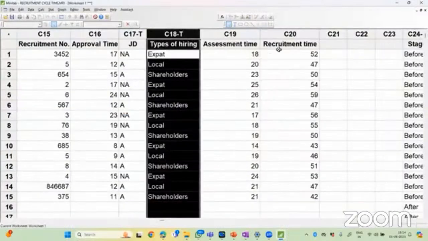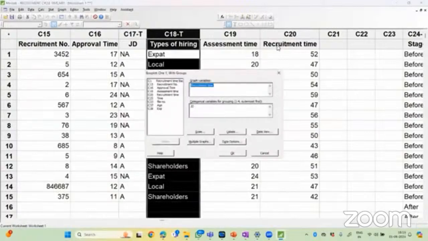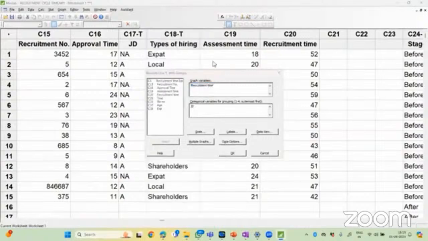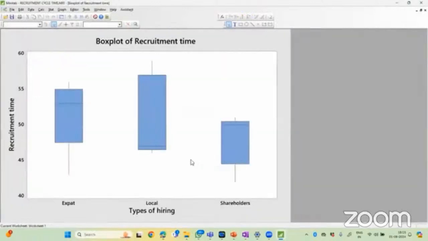One more thing. Does the type of hiring affect the recruitment time? Let us see that as well. Type of hiring, does it affect? That is attribute data, so I am doing a box plot. There is no clear distinction between the three. The variation is almost the same. Experts are hired between 42 to 56 days, locals 45 to 66 days, and shareholders also. So there is not much difference, and I would say it is not the root cause.